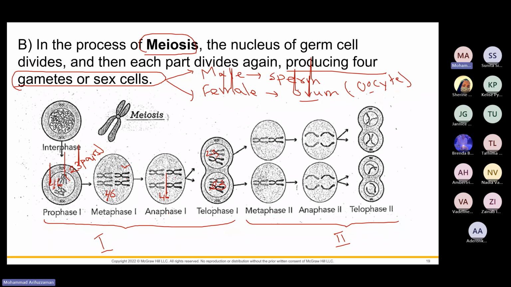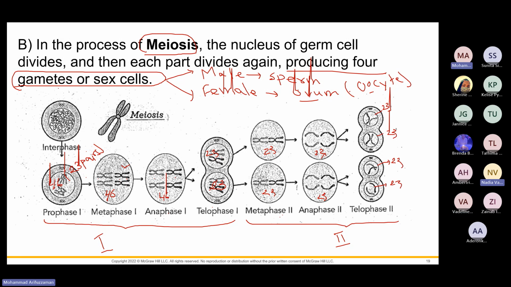Now in meiosis 2, you can see metaphase 2. Again, the chromosome number is 23. This number represents the number of chromosomes. Then in anaphase 2 the chromosome number remains 23, and telophase 2 produces 4 cells that have chromosome number 23.